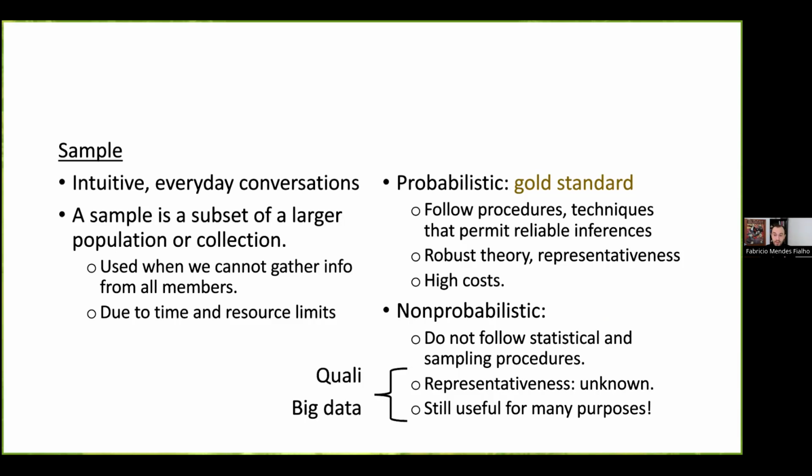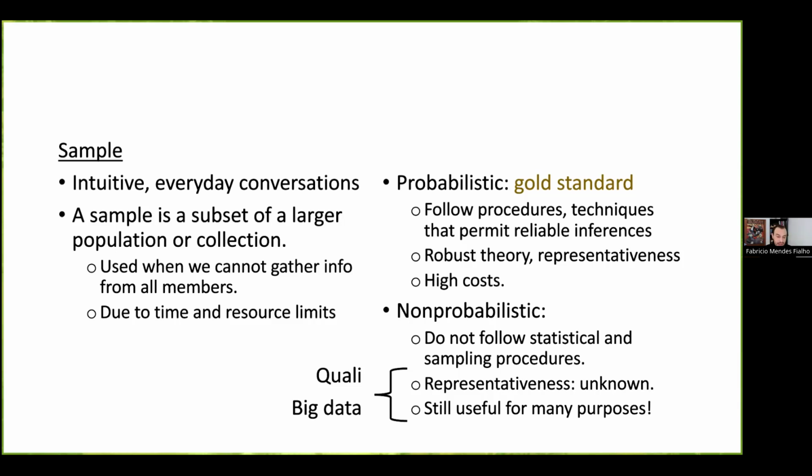And non-probabilistic samples have been largely used when we do, for example, qualitative studies, because sometimes what matters is not how representative that information is, but the specificities and detailed information that you can gain from collecting it from specific individuals, right? And also non-probabilistic samples are widely used in so-called big data.